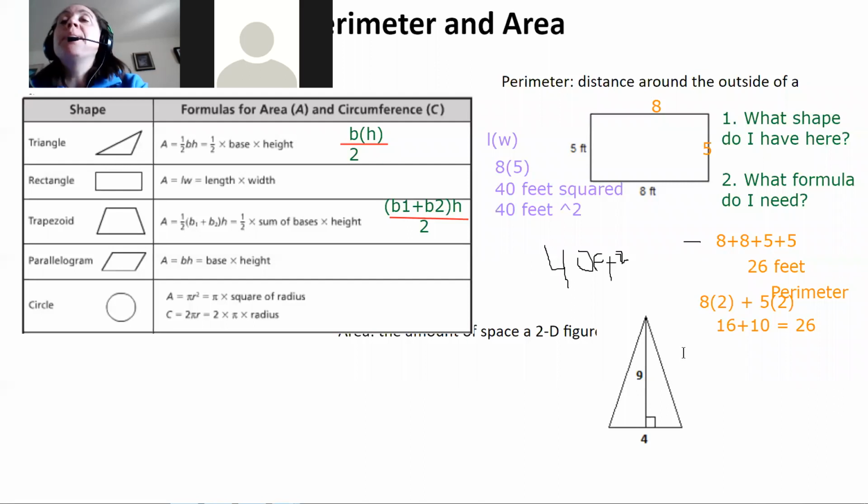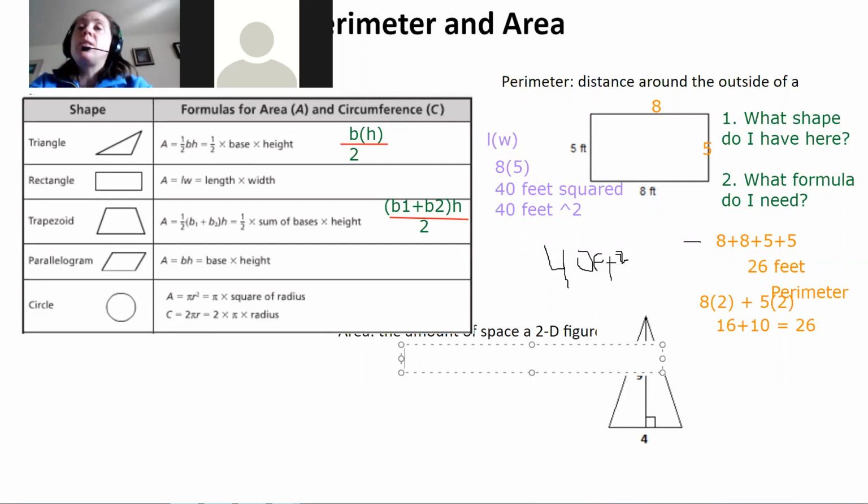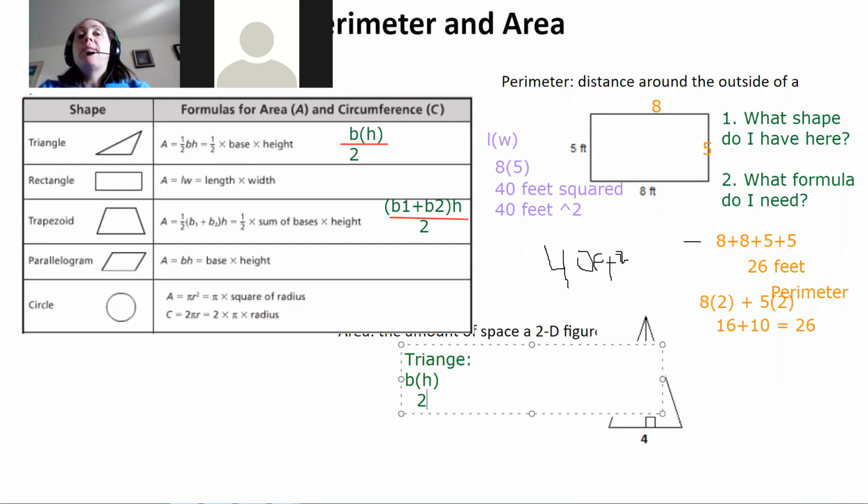What about the bottom here? This is what figure? What type of figure is the bottom? I have a triangle, right. So that means in order to find area, I have to take the base times the height and then divide by 2. Yeah, it's actually a right triangle. You're so good, because it's got a right angle. It won't change what formula we use.